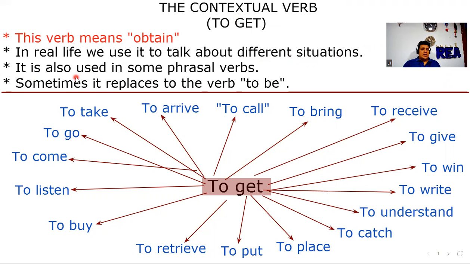And it is also used in some phrasal verbs: get here, get there, get ready, get happy, get sad, and so on. And of course, the meaning in these cases refers to the adjective that accompanies the phrasal verb.